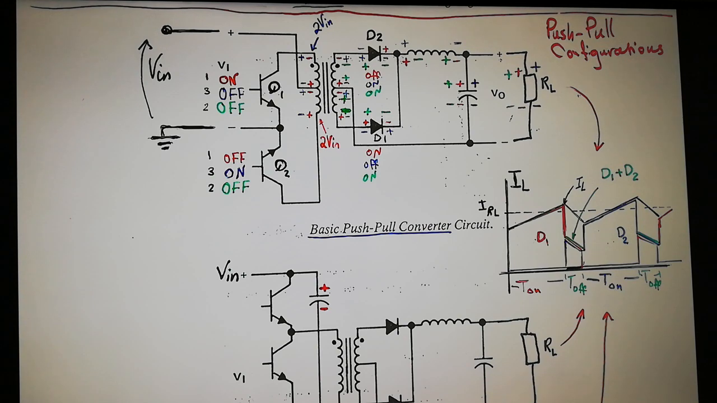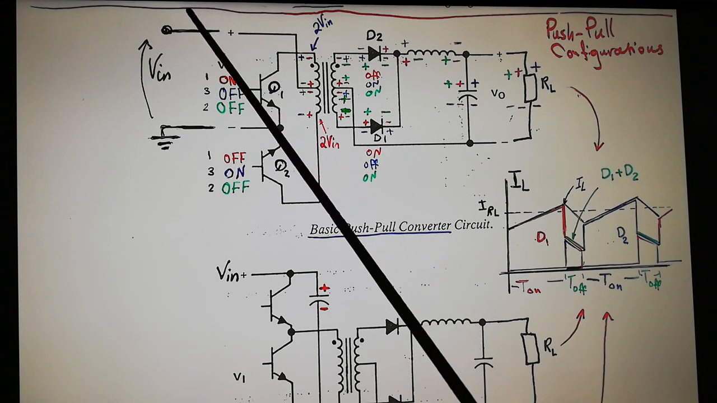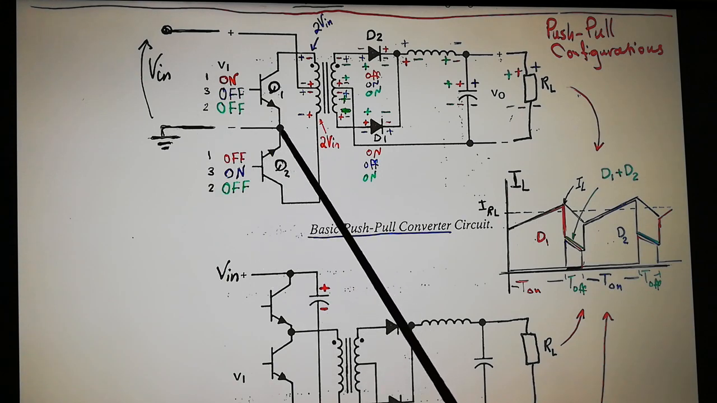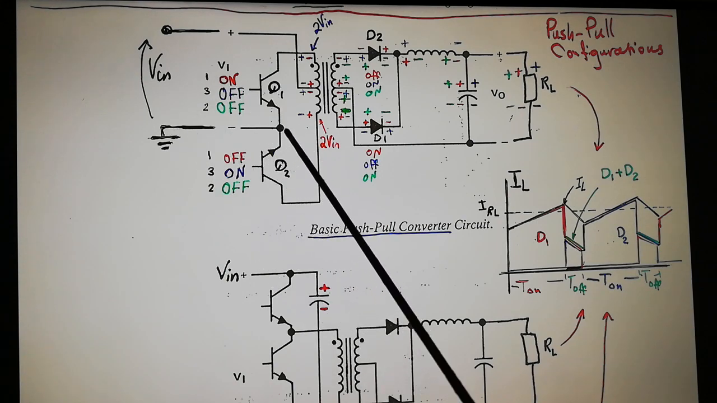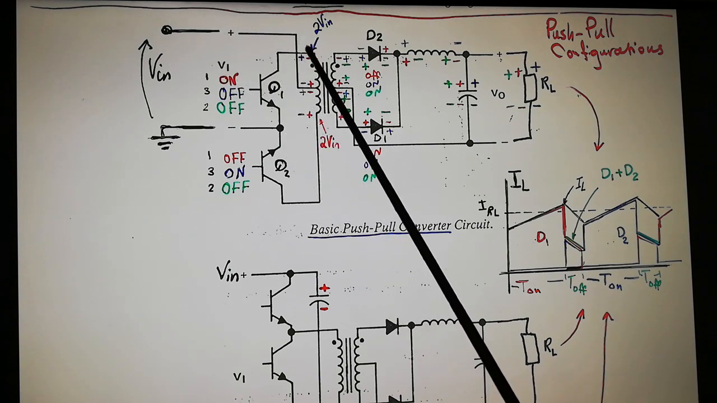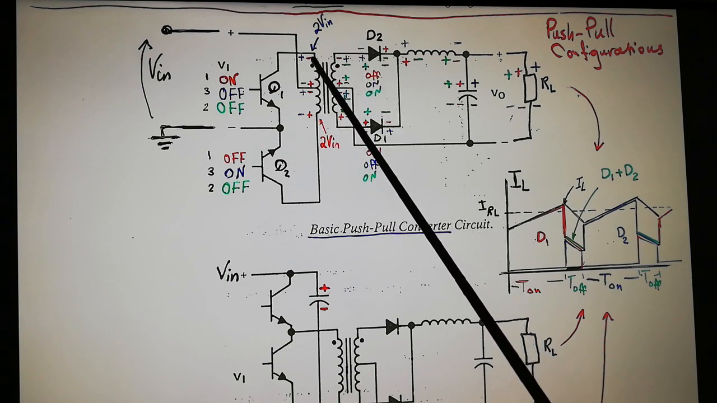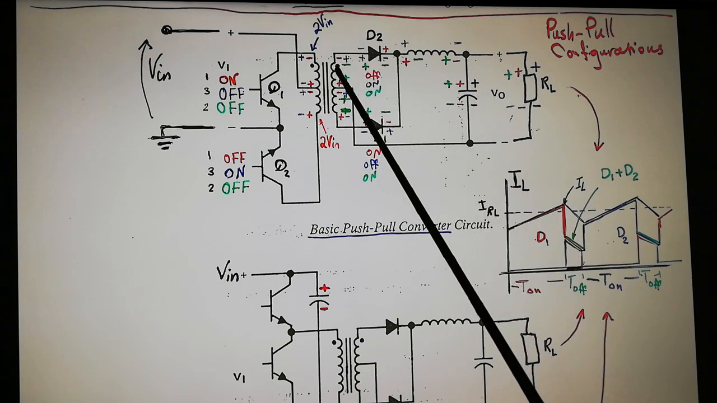It works as follows. We have our VIN in here and the ground between the emitters. Okay. And we have our V in here in the center tap of that transformer. It's split in half. The primary is 2 halves. And the secondary also is 2 halves.